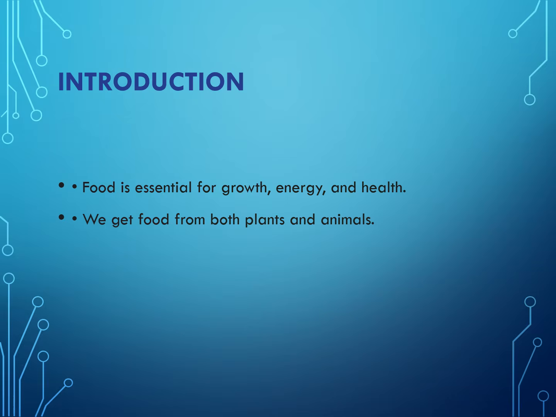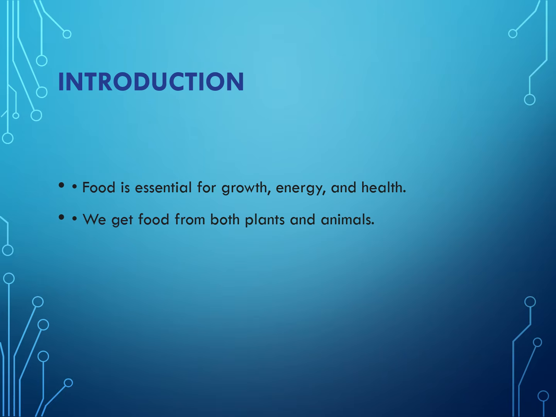Basically, in this chapter, we have to learn about what food is and where we get this food from. So, in the introduction, food is essential for growth, energy, and health. We get food from both plants and animals. As we know, food is essential for each and every body. Why? Because whatever we are eating impacts our health, our growth, and our energy also. So healthy nutrition is also important.